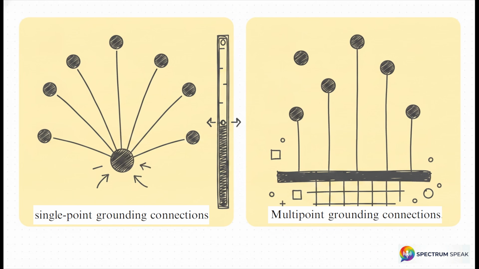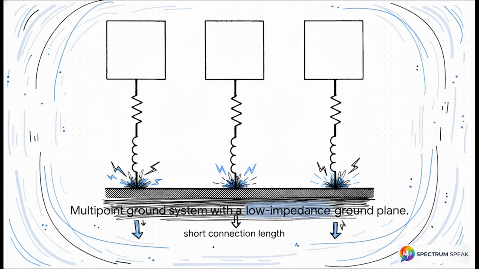Let's look at how this builds out in practice. Take a look at this setup. This perfectly illustrates a multi-point ground system. Notice how multiple circuits drop straight down to a shared, solid ground plane. The absolute critical element here is keeping that connection length to a bare minimum. In a multi-point system, your connections from the circuit to the plane must be as short as humanly possible, usually just a tiny fraction of an inch. Why? Because we're desperately trying to minimize the impedance when routing down to that low impedance ground plane.